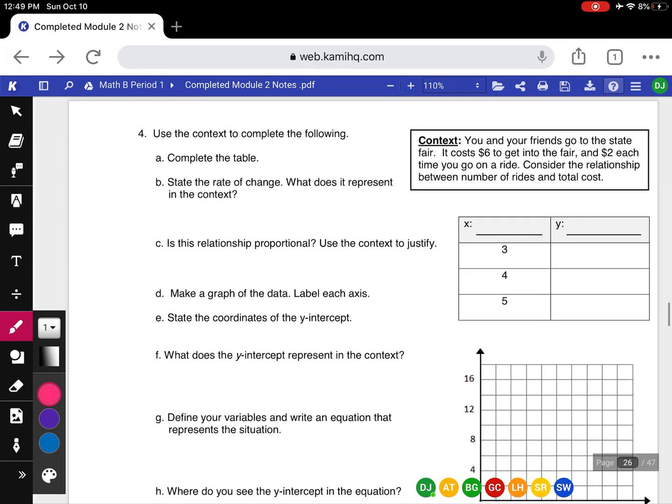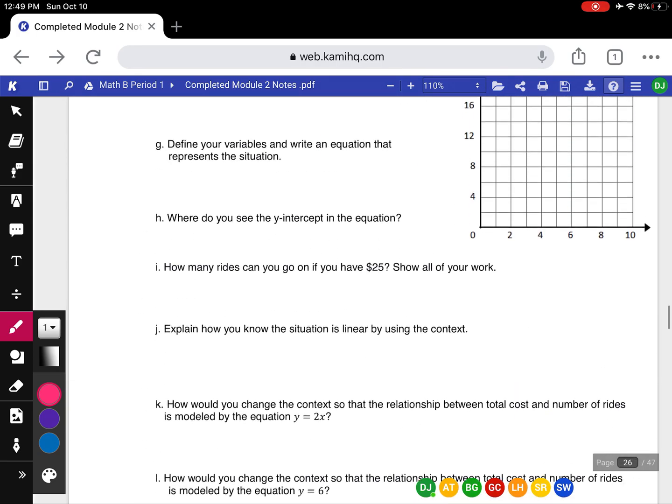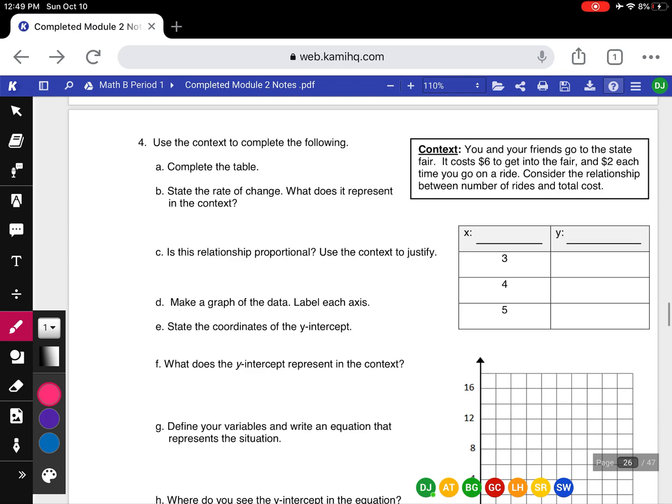Let's go and look at another one now. Let's see, we got 2 more pages. Okay, perfect. So it says use the context.